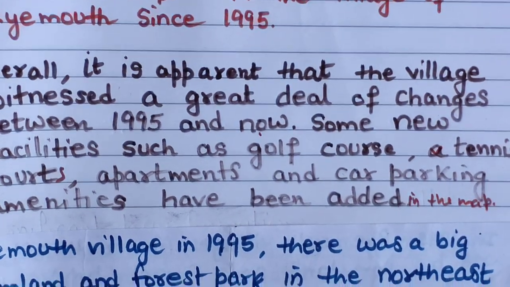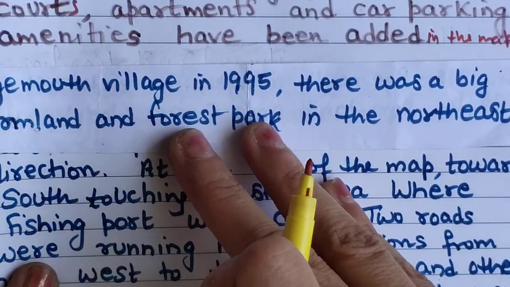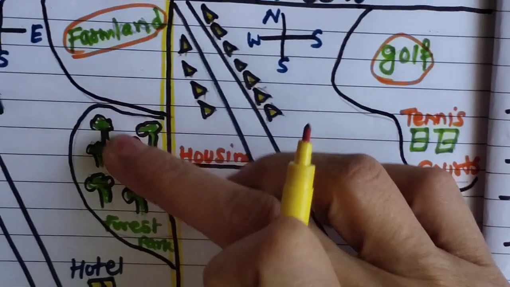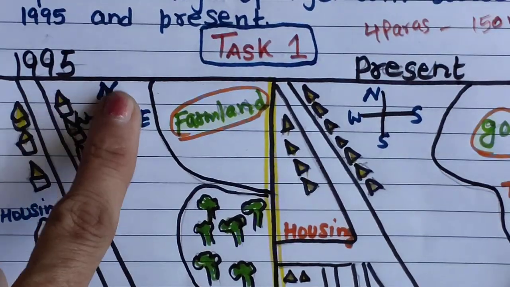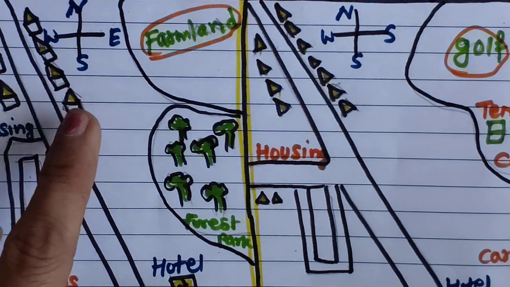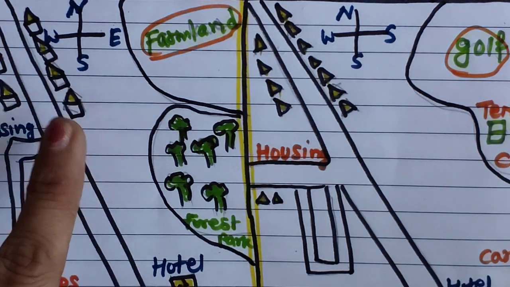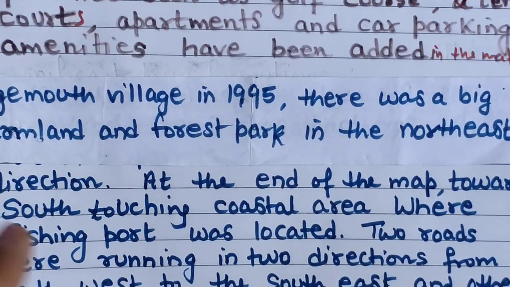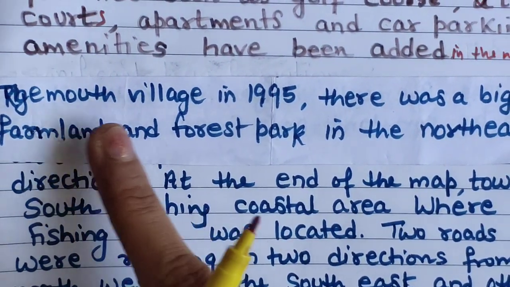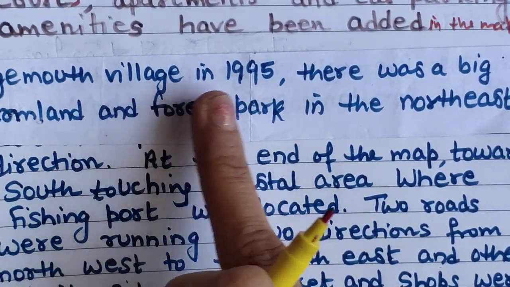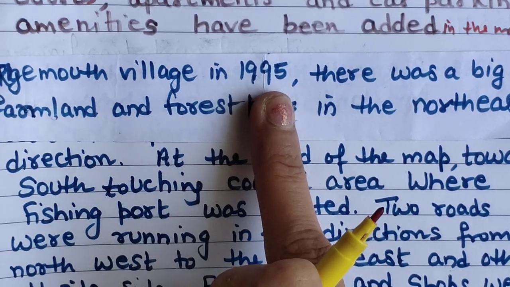Now coming to the third paragraph, I am going to explain everything about the first map. What the things are in the first map, I will be explaining in body paragraph 3 in past tense. So you can see this. Ryemouth village in 1995. So I have made it clear to the examiner that I am going to explain this 1995 map.